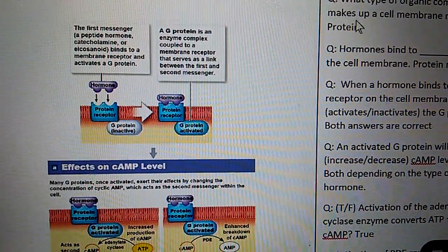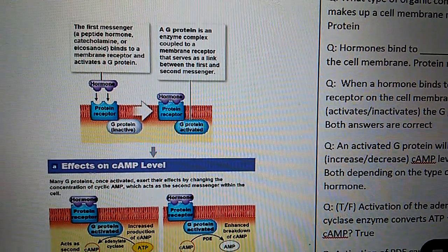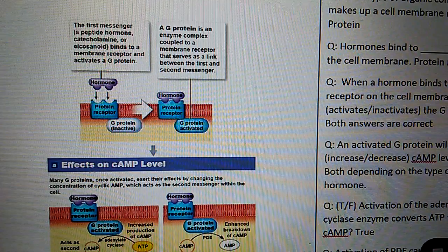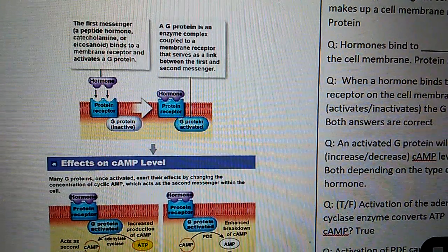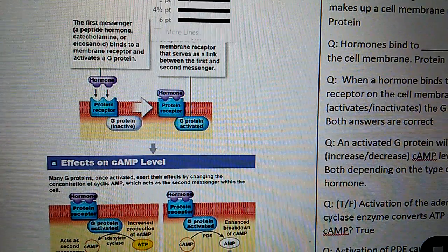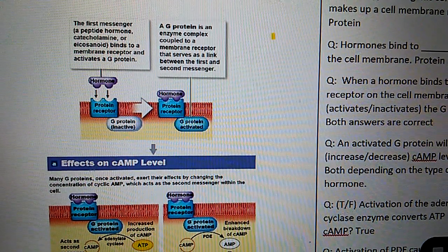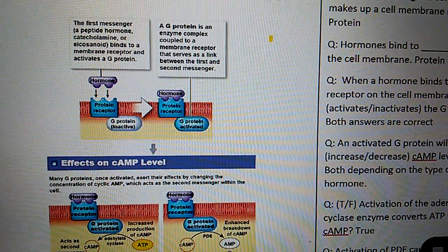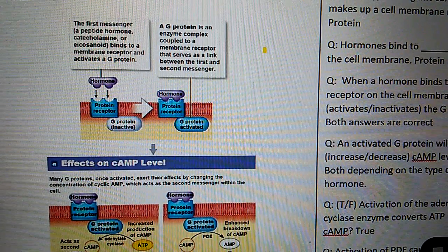What type of organic compound makes up a cell membrane receptor? Protein. Hormones bind to blank on the cell membrane. Protein receptors.